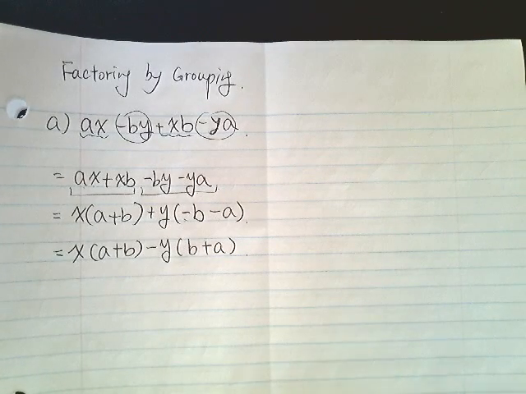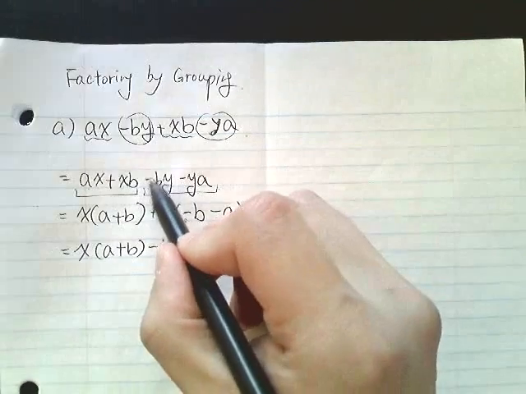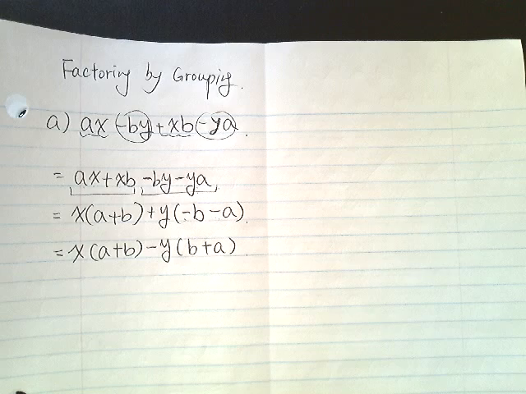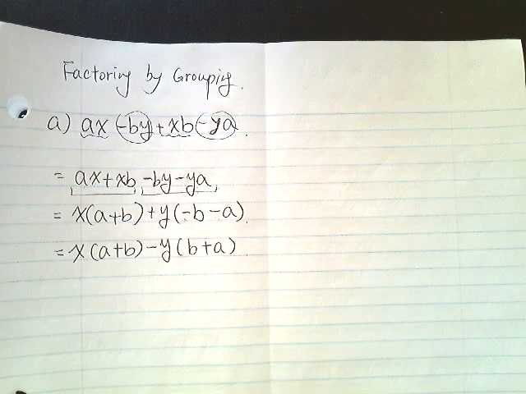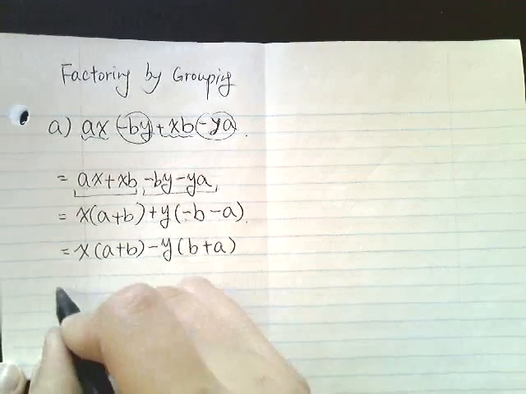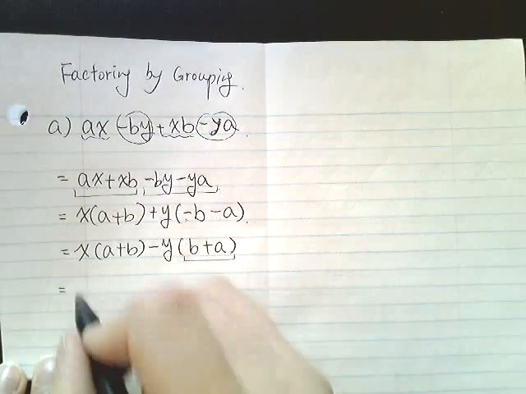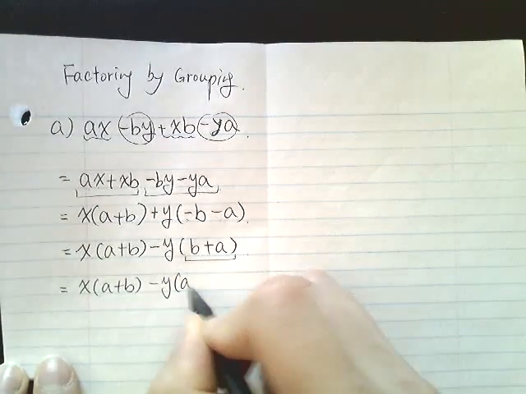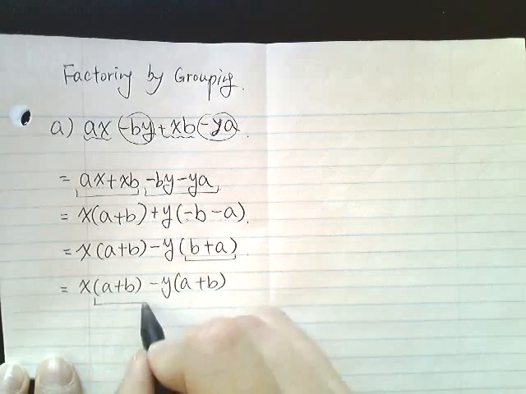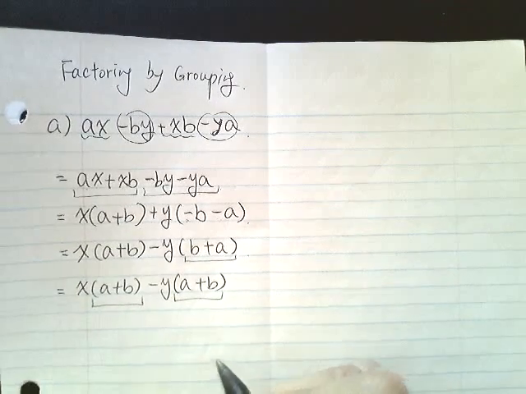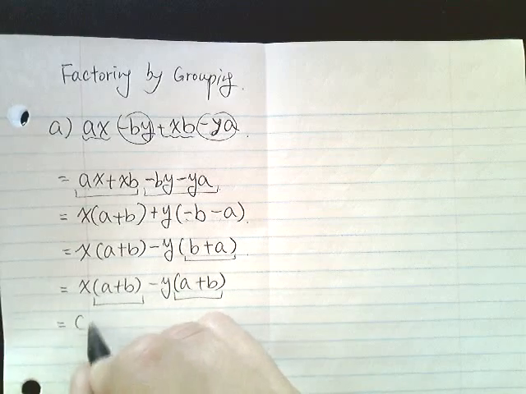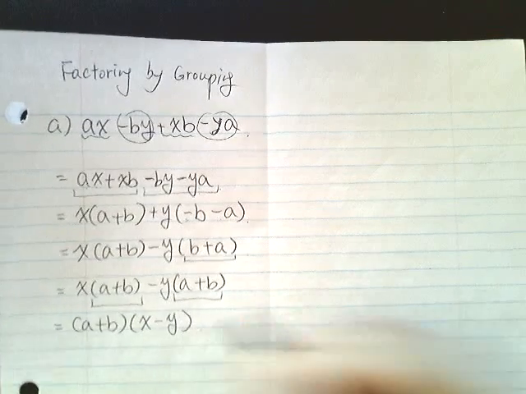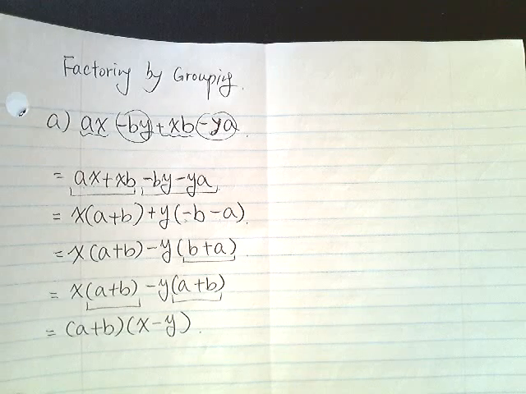Okay. If you're confused, simply put negative y, take it outside. If you have any common negative signs, you are also taking it outside. Now, remember, b plus a is simply a plus b. Therefore, this and this are the same. So we have a plus b and then x minus y. Okay, if you have this, you're good to go.